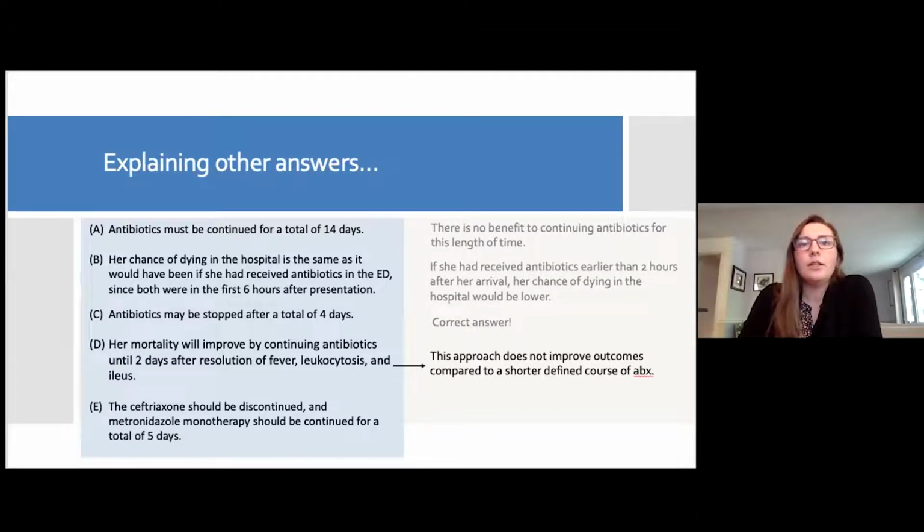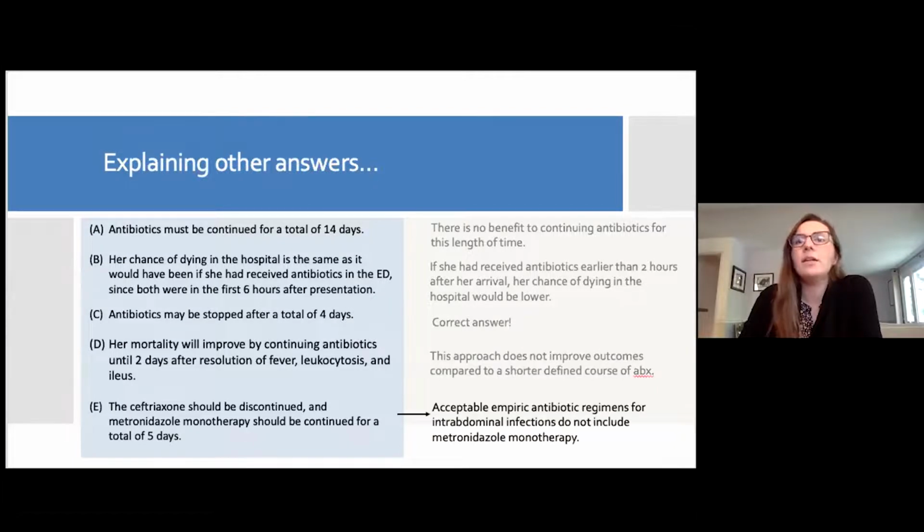D, we saw in the second study that we discussed that this approach does not improve outcomes compared to shorter defined courses of antibiotics. And E, metronidazole monotherapy is not an acceptable empiric antibiotic regimen for intra-abdominal infection.